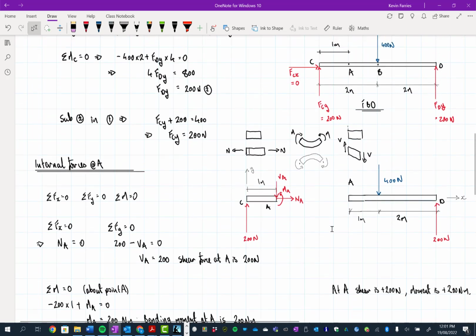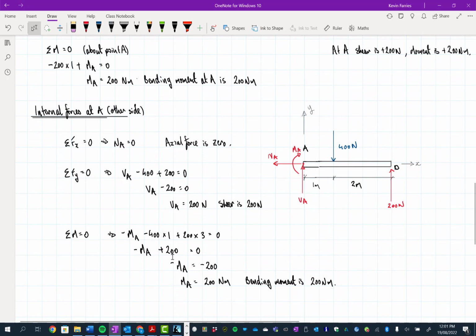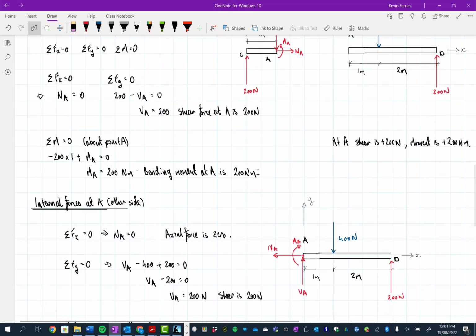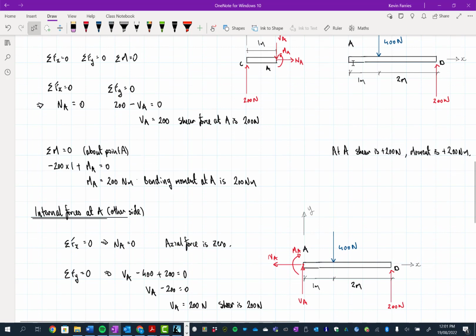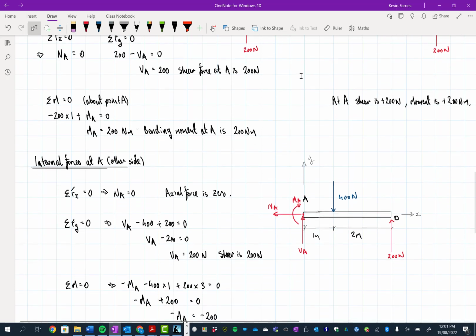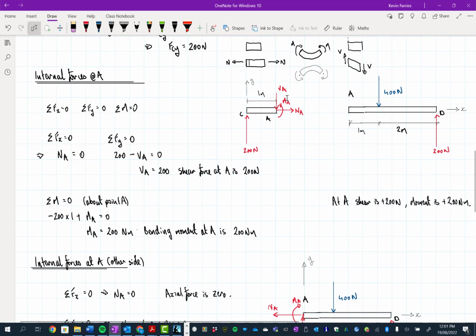So let's go back through what we did here. And I should just say, that's how you check your answer. Find it on one side, find it on the other side, and check your answers. You get the same answer on both sides, you know you've got the right answer. Because the internal forces, that's the whole idea, we want to get the same answer on both sides. Otherwise, we wouldn't be able to define exactly what the internal forces were.